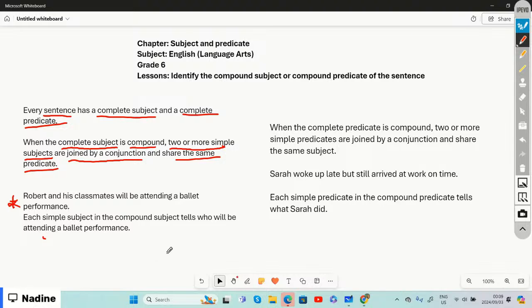All right, and now if we look at the simple subjects, we will say it is Robert and his classmates, right? Because when we talk about the simple subjects, then, for example, Robert and his classmates, that is two simple subjects within a compound subject. And it tells you who will be attending a ballet performance, which is Robert and his classmates.